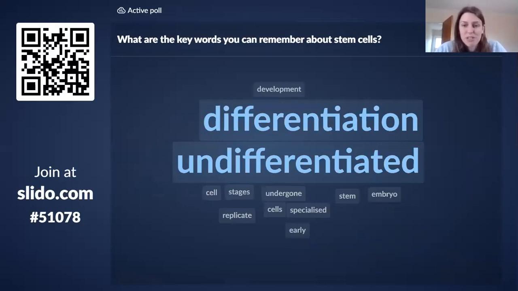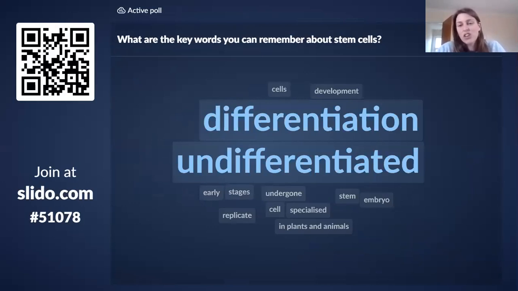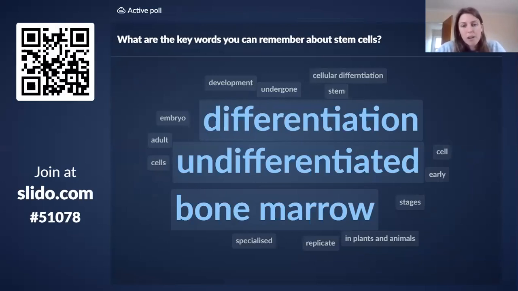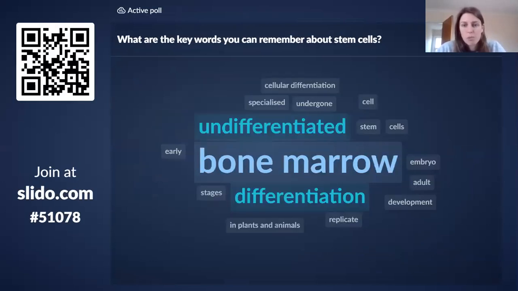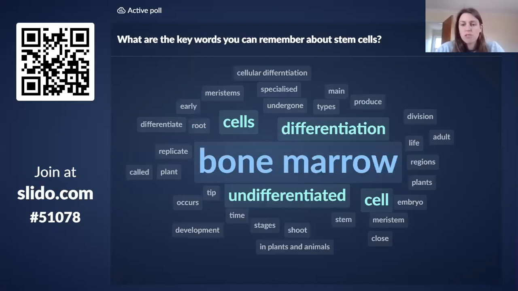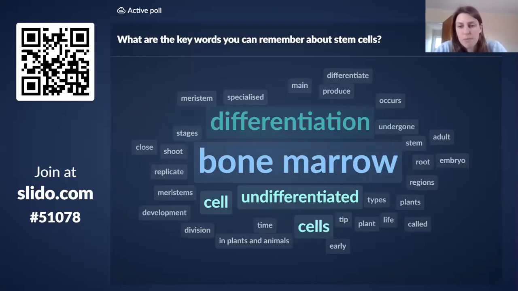So this is really great. We've got loads so far. Differentiation and undifferentiated are the two key words. Well done, everyone. Cells, development, early stages, adult, bone marrow, well done. Loads of people have put bone marrow. Embryo, that's really good. Loads of stuff to learn about embryos and stem cells.